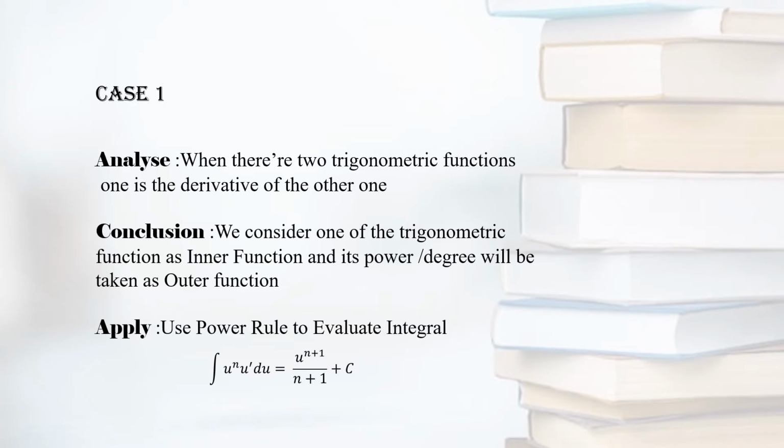Let's suppose you have a question given in the form of sine to the power 4 x times cosine x dx. Inside the integral sign, you can see you have a trigonometric function sine x and also a trigonometric function cosine x. So in such cases, what you have to do is take one of them as the composite function.